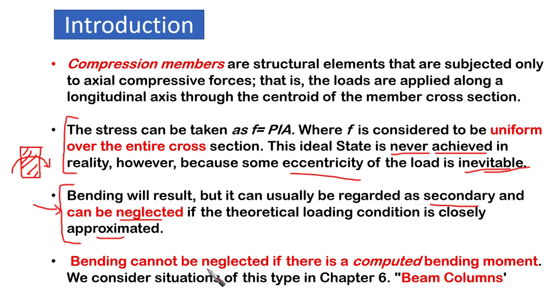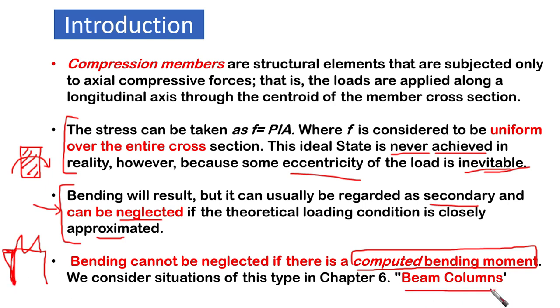Bending cannot be neglected if there is a computed bending moment. That's very important. Computed means what? If we have a column and we have beams here, and we have some moment on the beam, then definitely we are going to have a computed moment on the column. In this case, this vertical element, we do not call it a column only. We call it a beam column. So we consider situations of this type in chapter 6 of the textbook, under what we call beam column.